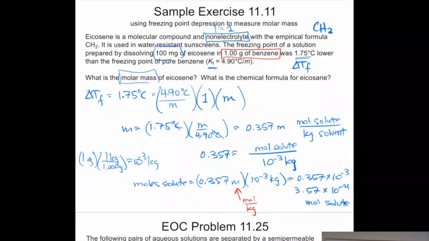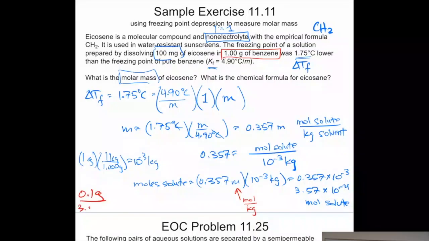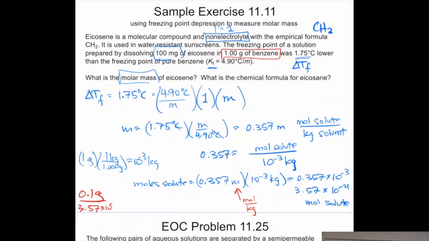Here, I'll put it in red. We want this in grams per mole. We have 100 milligrams, that's 0.1 grams, and we have 3.57 times 10 to the minus fourth moles. That's your molar mass, grams per mole: 280 grams per mole. That's the molar mass.